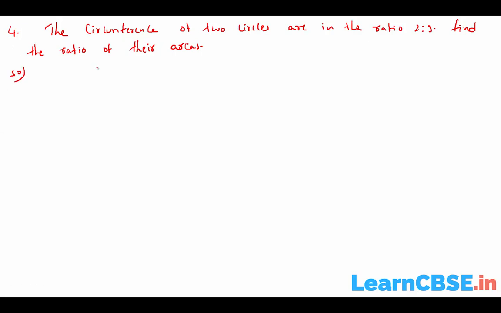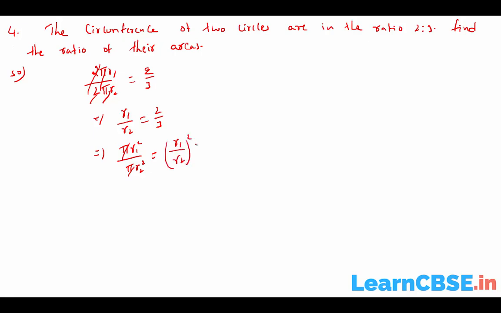Solution. So 2 pi r1 by 2 pi r2 equals to 2 by 3, because he given the ratio of two circumferences of different circles. 2 to cancel, pi cancel. That means r1 by r2 equals to 2 by 3. Now pi r1 square by pi r2 square, this is the ratio of the areas of the circles, pi cancel. r1 by r2 whole square. That means 2 by 3 whole square, which is 4 by 9. That means the ratio of areas is 4:9.